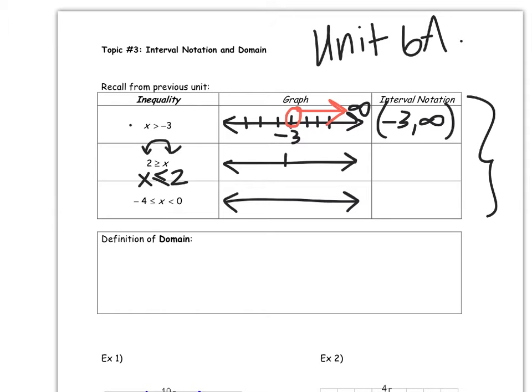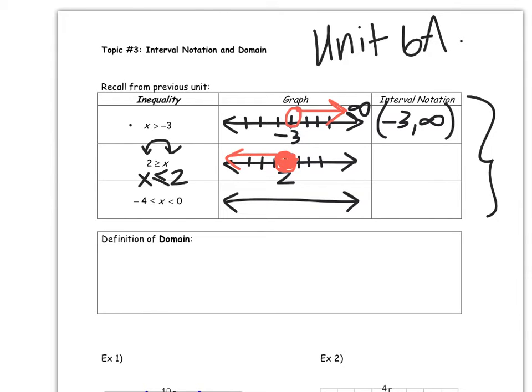So I'm going to put a tick mark here. I'm going to put the number 2. I know there's values to the right and the left. And I want to shade all the values less than or equal to 2. So I'm going to circle 2. Since it's less than or equal, that means 2 is included. I'm going to shade it in. And then less than means I'm going to shade to the left.